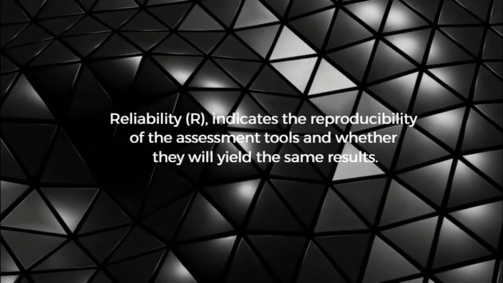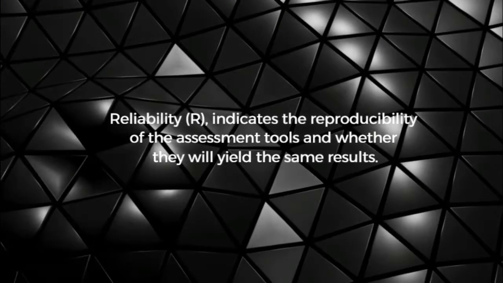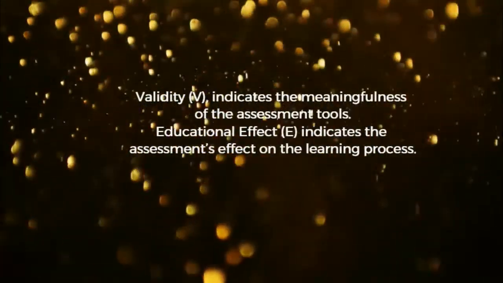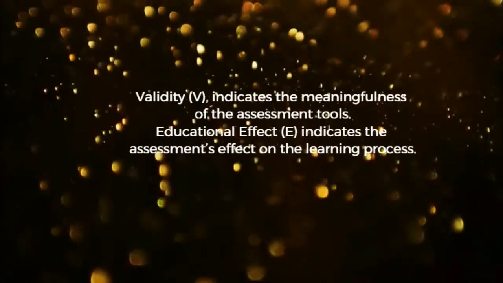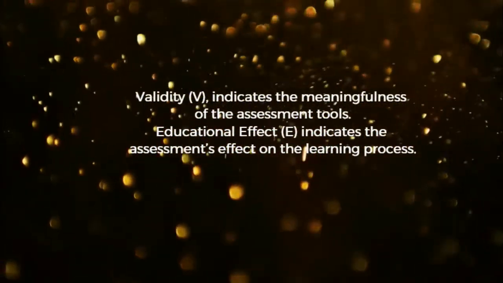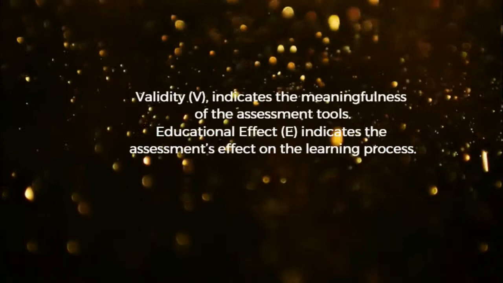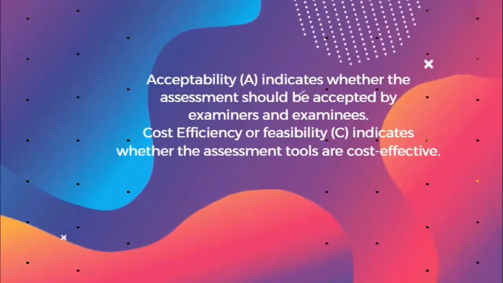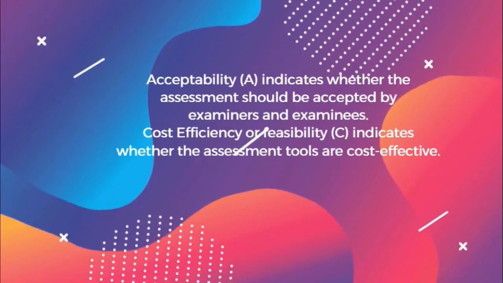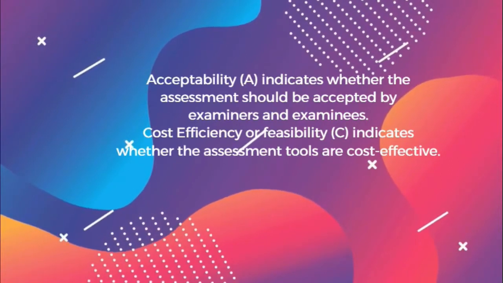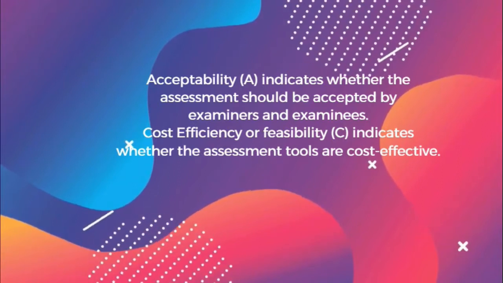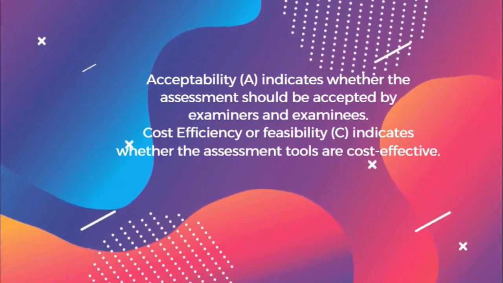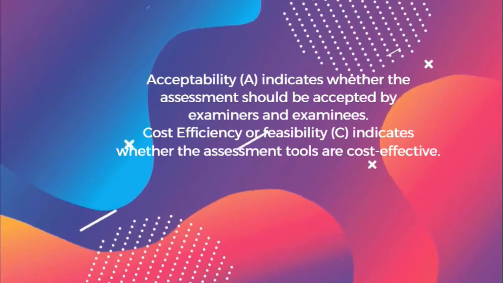Reliability R indicates the reproducibility of the assessment tools, and they yield the same results. Validity V indicates the meaningfulness of the assessment tools. Educational effect E indicates the assessment's effect on the learning process. Acceptability A indicates whether the assessment should be accepted by examiners and examinees. Cost efficiency or feasibility C indicates whether the assessment tools are cost effective.